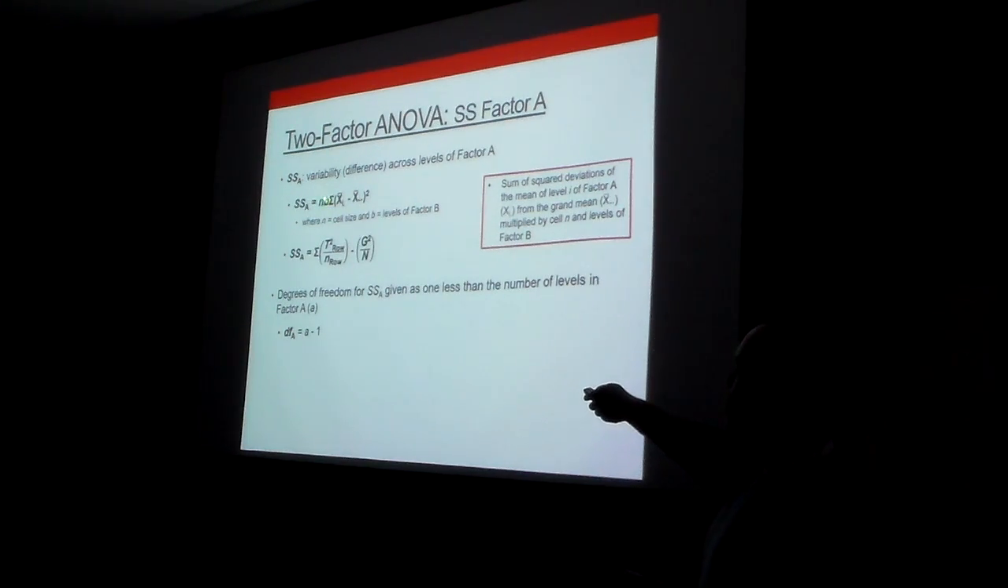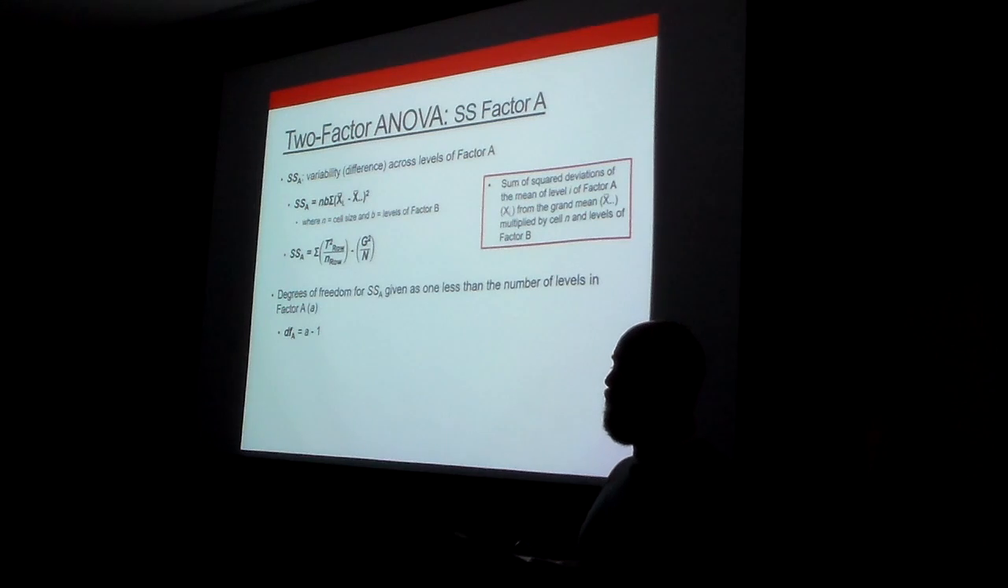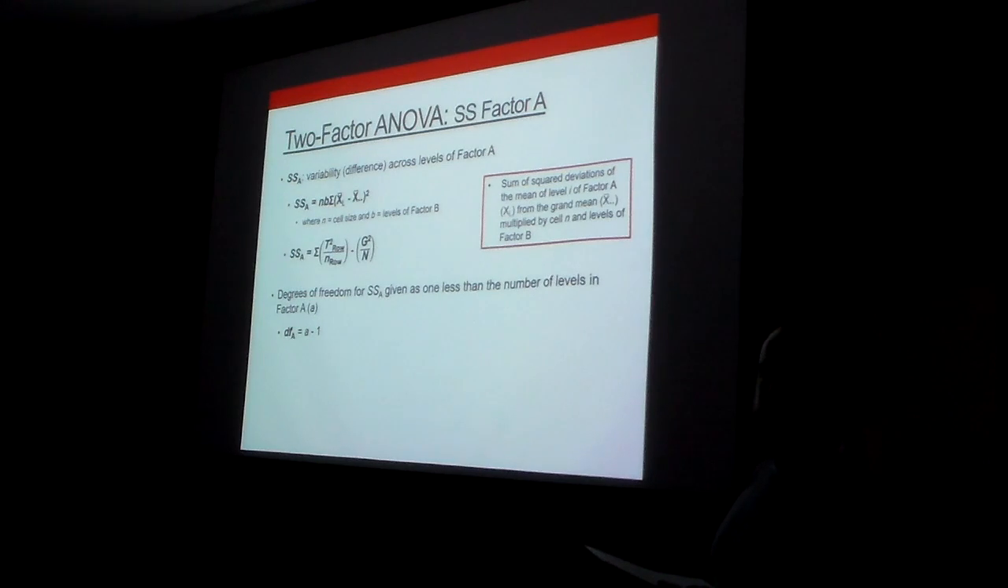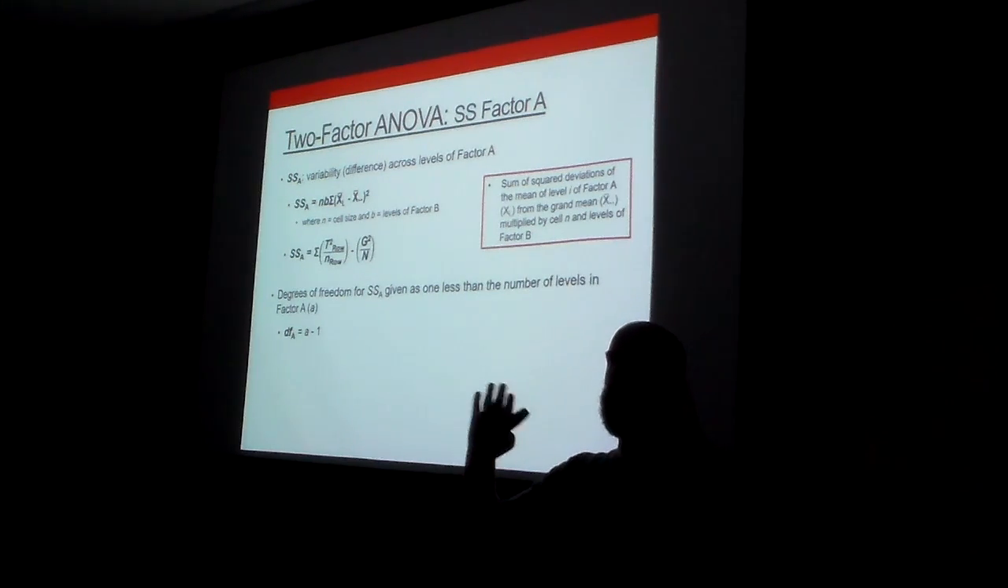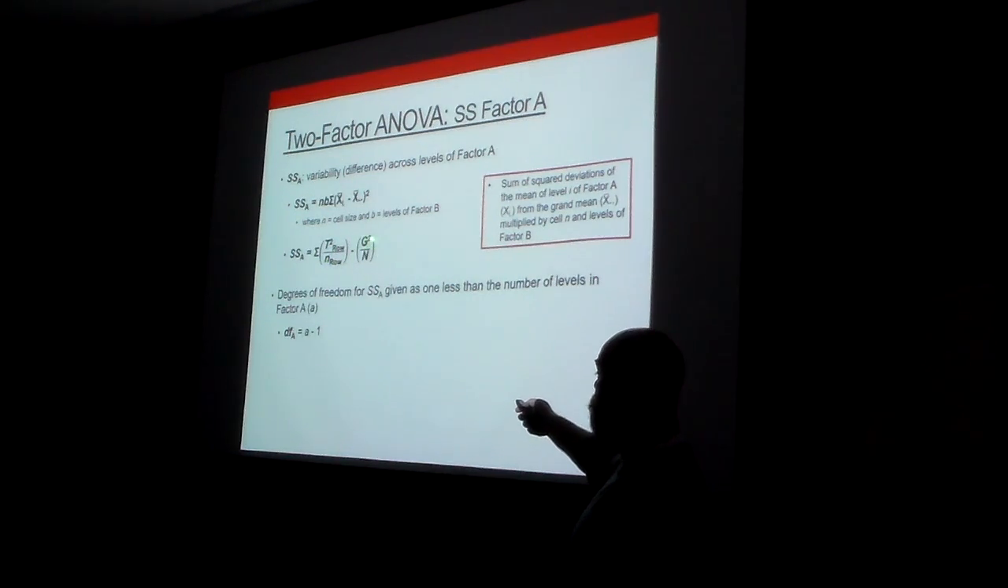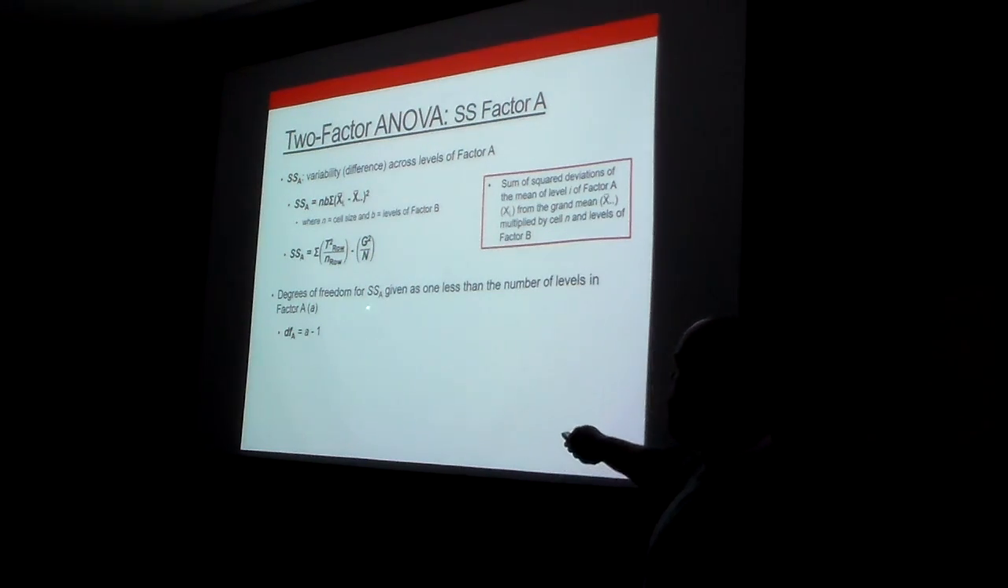So take that sum, multiply it by the number of people per cell, which is 5, times the number of levels of my factor B. How many levels do I have there? 3, right? That's going to give me, by definition, my sum of squares A, right? And again, this is just saying how much variability there is across levels of factor A, collapsing across factor B, okay? We can get this with a shortcut. We take the sum of our row total squared over the total number of people in our row, minus our grand total squared over the total people in the sample. And then our degrees of freedom are just going to be the number of levels of the factor minus 1.